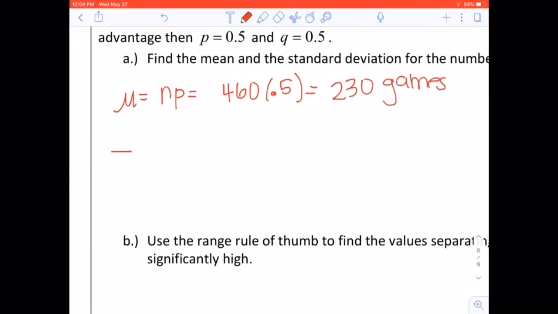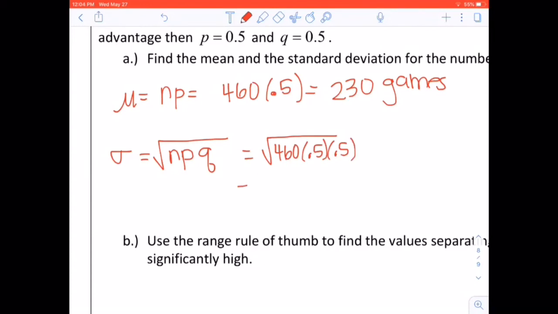Our standard deviation from the previous page is going to be the square root of n times p times 1 minus p. I'm also going to write it as n times p times q. Same thing, q is the same thing as 1 minus p. So we have 460 times 0.5 times 0.5. And working this out, we get 10.72 games.